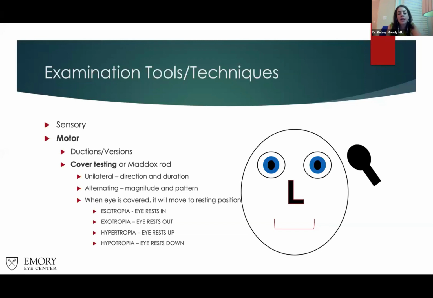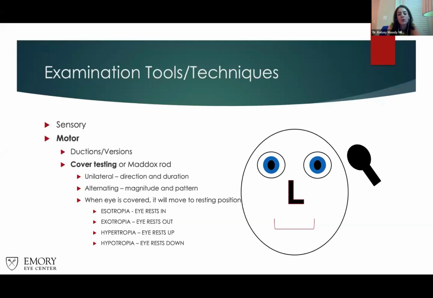And so if the eye is turning in, when the eye is covered, it will naturally then turn in. And when you take the paddle away, you'll want to refixate and the eye will naturally move out. The opposite is true for exotropias. When the eye is covered, the eye will naturally rest out. And then when you remove the paddle to find fixation, it will then move in. And the same thing for vertical misalignment. So for hypertropias, the eye will rest up and then come down to refixate. For hypotropias, the eye will rest down and then come up to refixate.